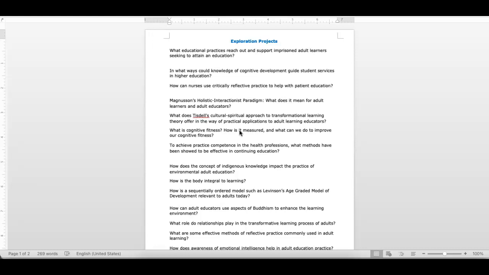There we go. So here, you take a look at these. I think they might give you some ideas. These are actual exploration projects from previous classes. It's a good starting place. Some of them are very simple, like how is the body integral to learning? Some are a little more complicated. How can nurses use critically reflective practice to help with patient education?